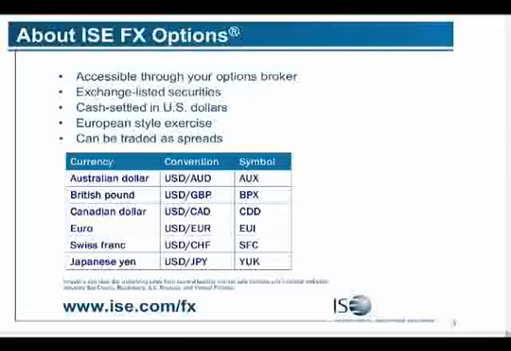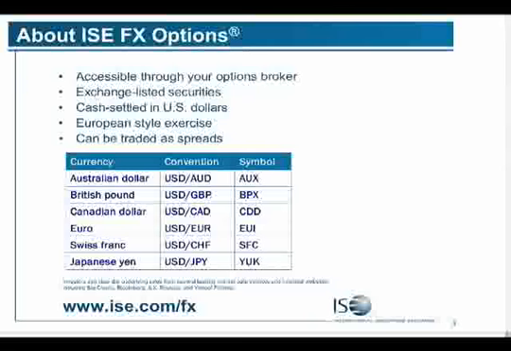ISE FX Options allow you to implement your view of the U.S. dollar against 6 of the majors. They're accessible through your options broker. They're exchange-listed securities, of course. They're cash-settled in U.S. dollars. They're European exercise, which means they can't be exercised early. Don't worry about that, though, because you can always close out of them anytime. Anytime that the markets are open, you can always decide to either sell or buy them back. And they can be traded as spreads. So if you have some sort of strategy that you want to implement, such as a vertical spread or a calendar spread, you can do that.